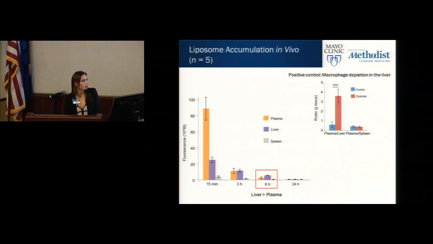So the mice that were pre-treated with the macrophage depletion agent had a higher plasma to liver accumulation ratio. So a lot less liposomes were in the liver, a lot more in the plasma. So this illustrates that the macrophages really play a role in nanoparticle biodistribution. Then when we pre-treated the mice with chloroquine, we saw a similar effect. We saw higher amounts of liposomes in the plasma and less in the liver and spleen.